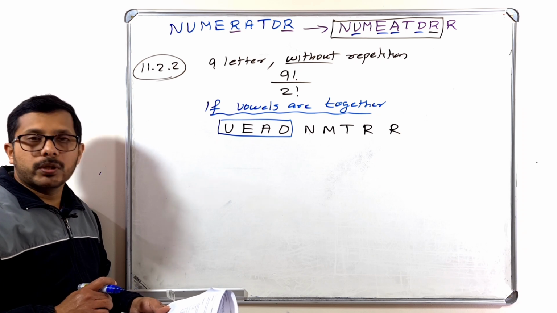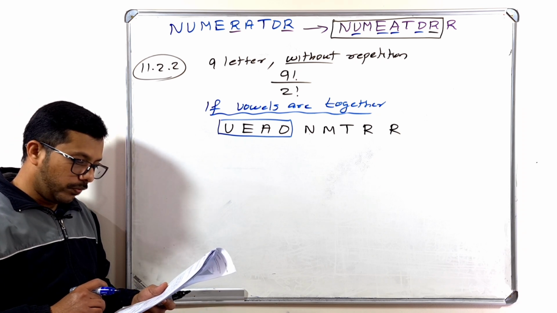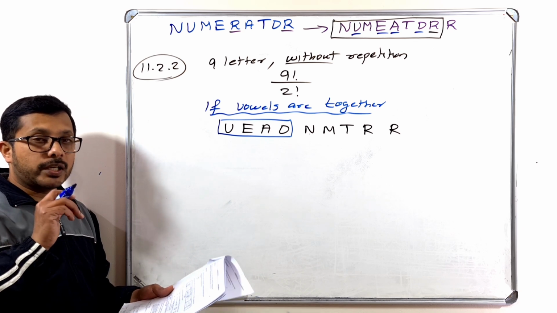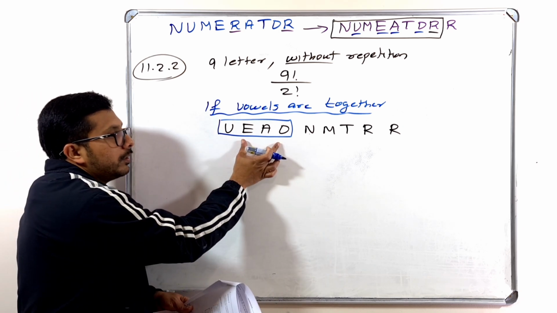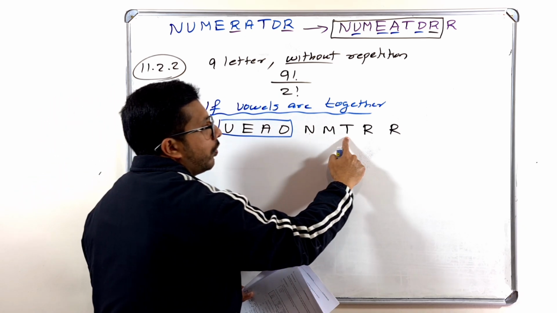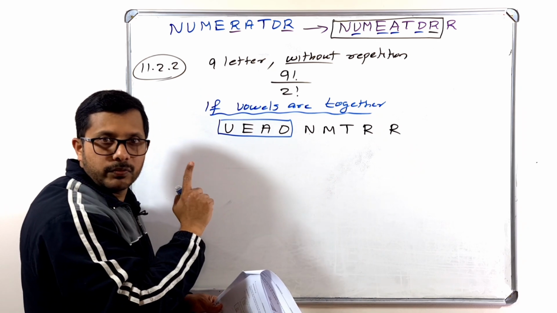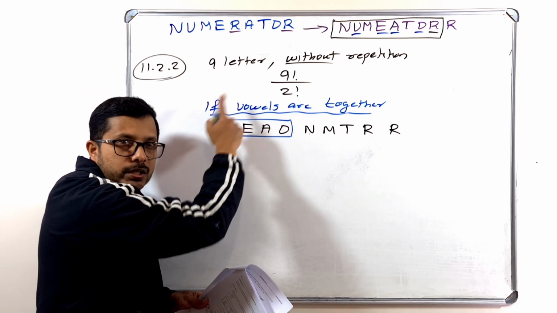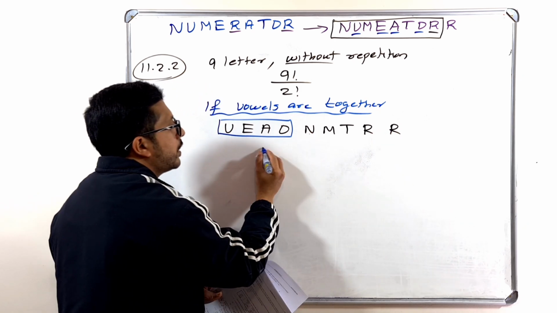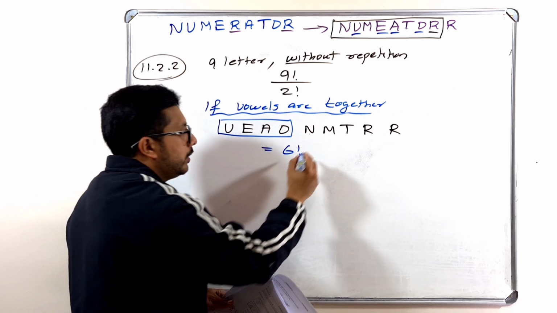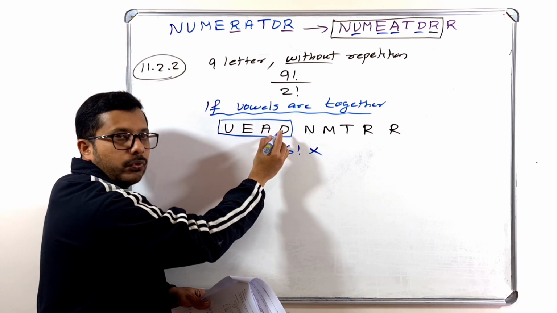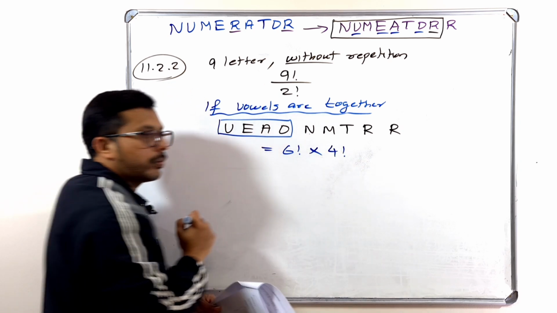If vowels are together, how can you find? Do you remember in that chapter I explained? Okay, so you have to consider this group as 1. Then you have to count 1, 2, 3, 4, 5, 6. Listen once more. You have to count this group as 1 unit. Okay, 1, 2, 3, 4, 5, 6. That is 6 factorial. Okay, times inside the group how many? 1, 2, 3, 4. That is times 4 factorial.